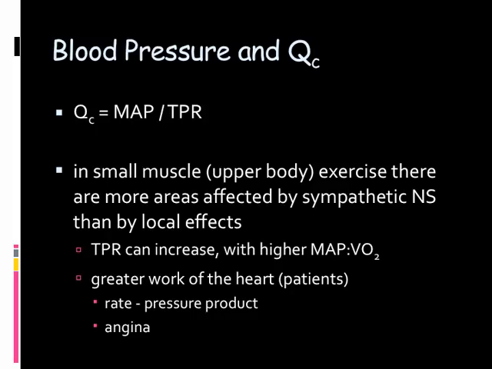And to avoid angina, you generally avoid small muscle exercise because of its effect on total peripheral resistance. So this is just another way of looking at this relationship. Cardiac output equals MAP divided by TPR, and approaching the problem by saying, ooh, what is something that could have a bad effect on TPR? Small muscle exercise.